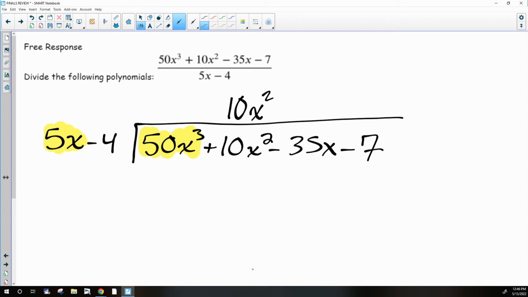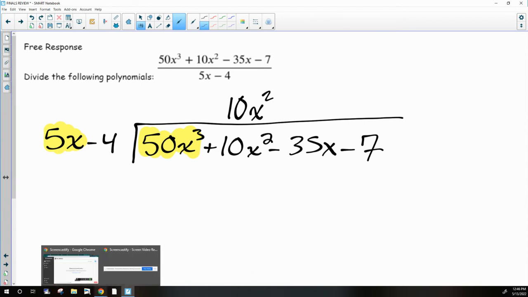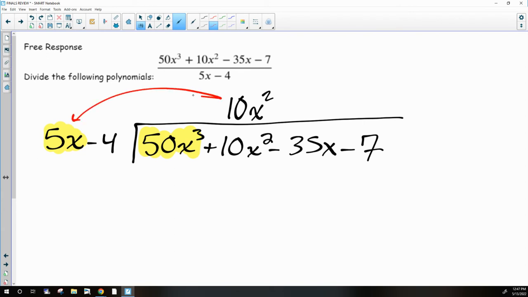Are we all good with the 10x squared? Why? Because when we multiply these together, those first terms will be the same, and when we subtract, they'll cancel out. So what we need to do now is multiply 10x squared by both things in front. 10x squared times 5x gives me the 50x to the third, which is what we want. But you can't just multiply half of something, you have to multiply both. So I also have to do 10x squared times negative 4, which is negative 40x squared.